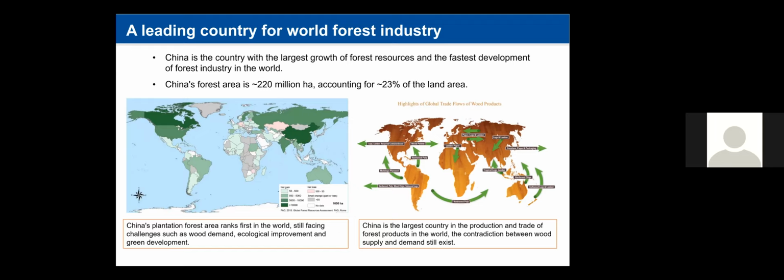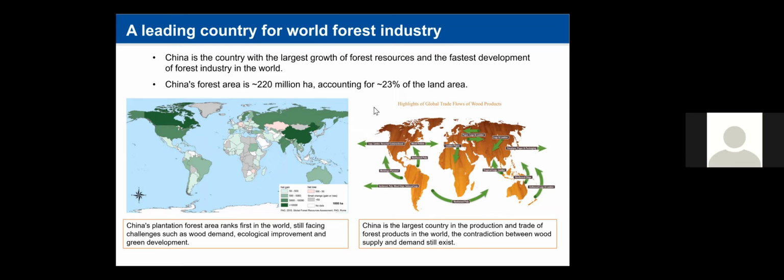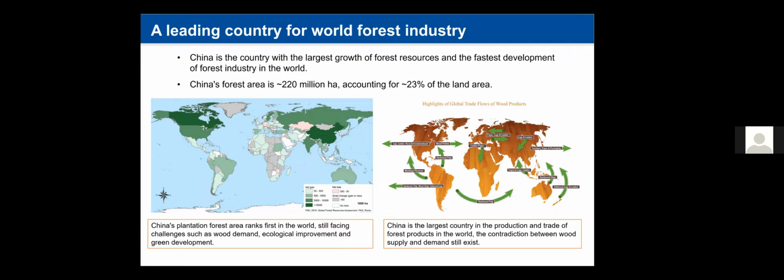So our country is a leading country for the world forest industry. China is a country with large growth of forest resources and fast development of the forest industry in the world. In our country, the forest area is around 220 million hectares, accounting for around 23% of land area. We have the largest plantation area in the world, but we're still facing some challenges such as wood demand, ecological improvement and green development. And our country also is the largest country in the production and trade of forest products in the world. But the contradiction between wood supply and demand still exists.